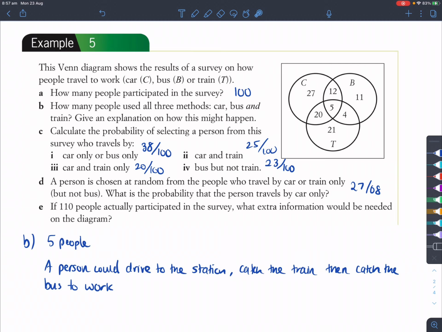Now for question E, if 110 people actually participate in the survey, what extra information will be needed in the diagram? Remember how earlier in question A, we had 100 people in total. These 100 people belong to each category of catching the car, bus, and train. But just by looking at the total number of people here, there's an extra 10 compared to 100. So where does that go? That goes on the outside, okay? So people might walk to work, or ride a bike to work, or something else, okay?